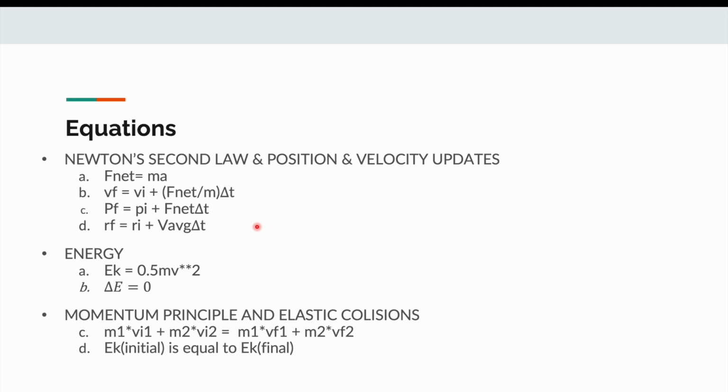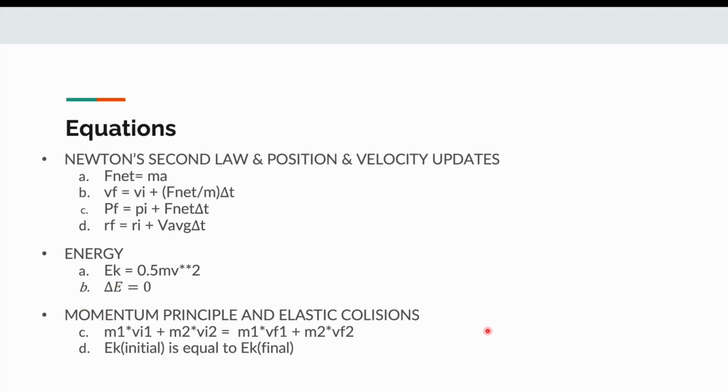So here are the different equations. We of course have Newton's second law as usual and the position and velocity updates. We also have the energy principles, such that delta E will always be equal to 0 in a given system, as energy cannot be created or lost. And kinetic energy is always equal to half m v squared, of course.